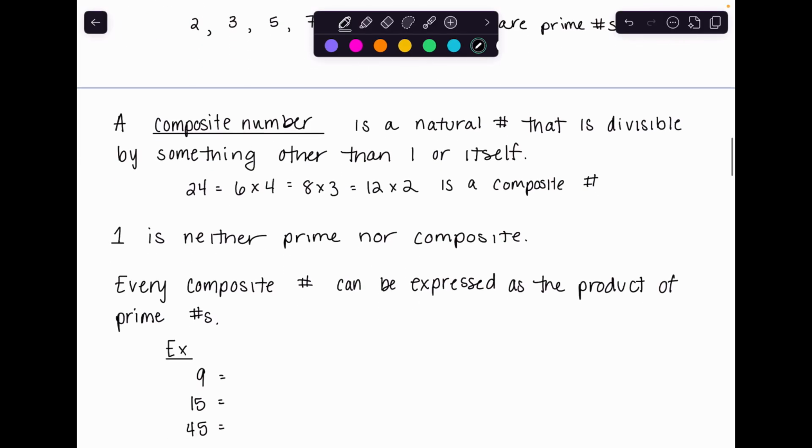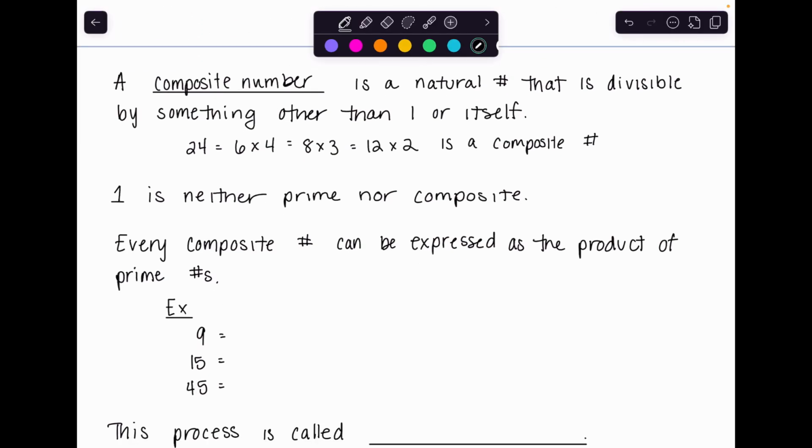But the main thing we can actually do, if we have a composite number, we are always going to be able to break it down into its primes. Every composite number can be written as the product of prime numbers. Okay? So to give you some examples of this, the number 9. You can write that as 3 times 3. And both of these are prime numbers.